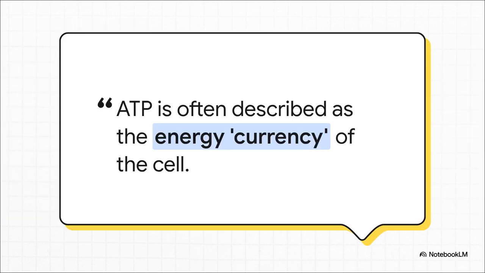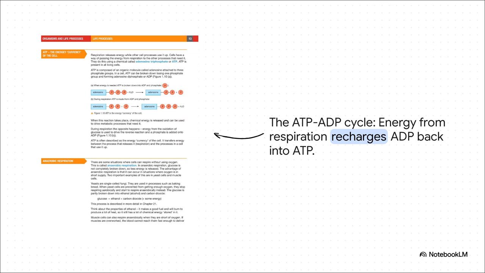But all of this work, building things, moving things, it all costs energy, right? So how does a cell pay its bills? It uses a universal energy currency, a single type of molecule that it can spend anywhere for any job that needs doing. And that currency is called ATP. The absolute best way to think about ATP is as a tiny, rechargeable battery.